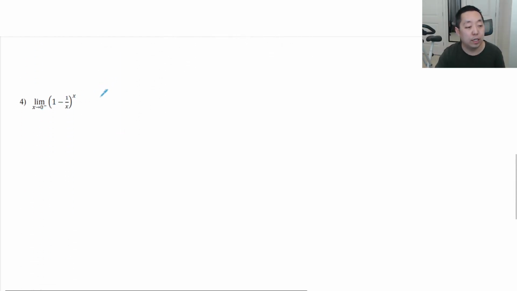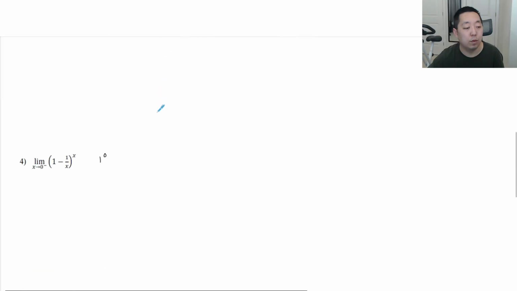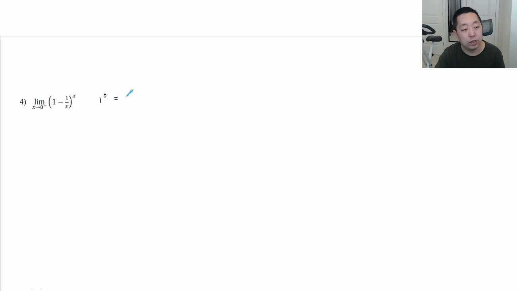When I plug in 0, I'm going to get 1 to the 0, and 1 to the 0 is, I'm pretty sure, just 1. It's not one of the indeterminate forms. So again, this is fine. This would just be 1 to the 0, which is just 1, because 1 to the anything is 1, even to the 0th power. Okay. How about this one?